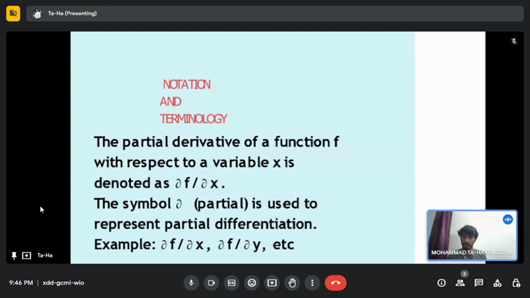Notation and terminology. The partial derivative of a function f with respect to a variable x is denoted as partial of f. The symbol ∂ is used to represent partial differentiation. For example, ∂/∂x, ∂/∂y of f, etc.